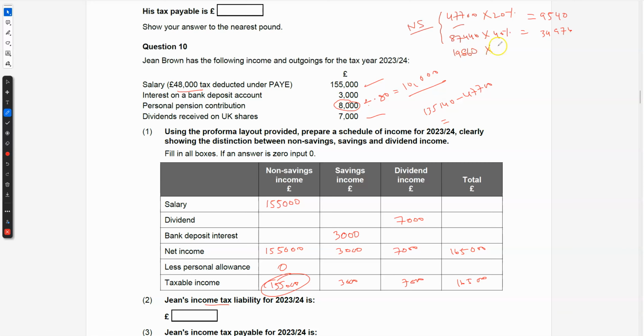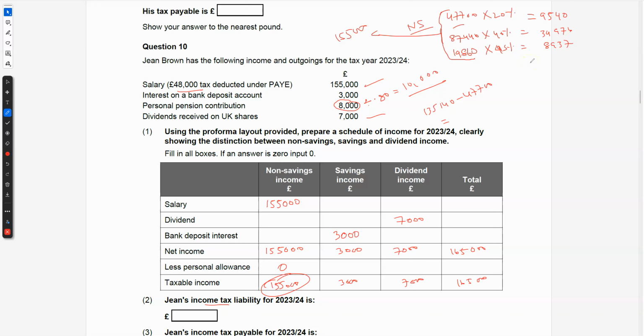19,860, and this one will be at the additional rate because it's more than the higher rate, 45%, and that will be 8937. So if we add these together, it will be exactly 155,000. That's my non-savings. Now I'll move to the savings income.